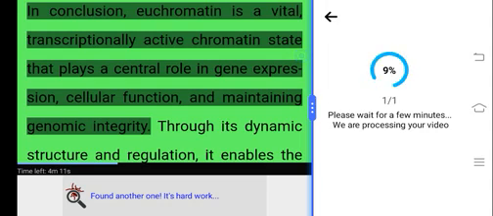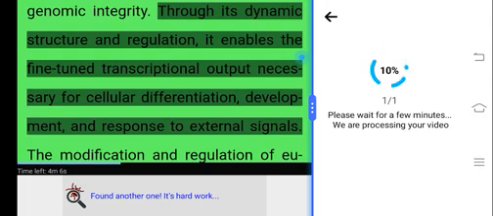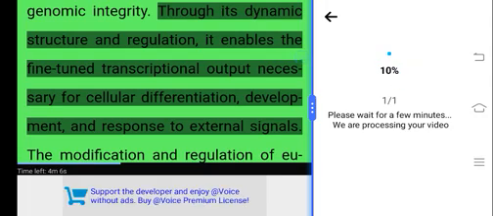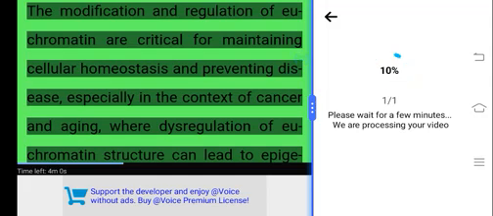In conclusion, euchromatin is a vital, transcriptionally active chromatin state that plays a central role in gene expression, cellular function, and maintaining genomic integrity. Through its dynamic structure and regulation, it enables the fine-tuned transcriptional output necessary for cellular differentiation, development, and response to external signals. The modification and regulation of euchromatin are critical for maintaining cellular homeostasis and preventing disease, especially in the context of cancer and aging, where dysregulation of euchromatin structure can lead to epigenetic misregulation, gene silencing, or inappropriate activation of genes.